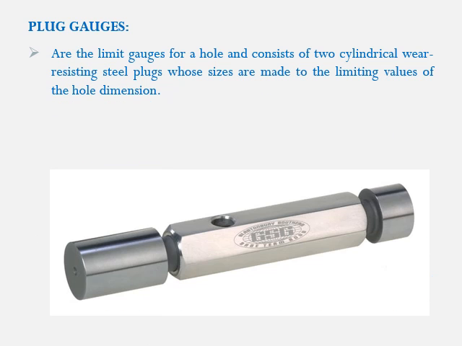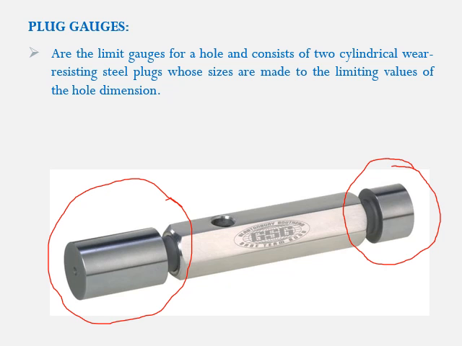So all the limit gauges for a hole consist of two cylinders. In this we can see one cylinder on one end and the other cylinder on the other end. One indicates the go gauge, whereas the other indicates the no go gauge. So all the limit gauges for holes consist of two cylindrical wear resisting steel plugs whose sizes are made to the limiting values of the hole dimension.